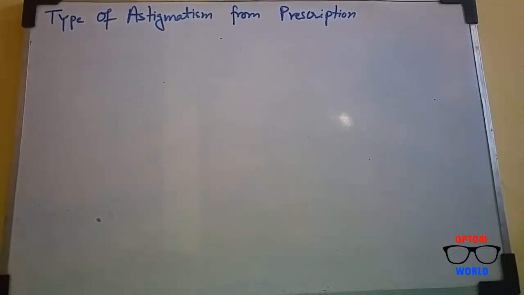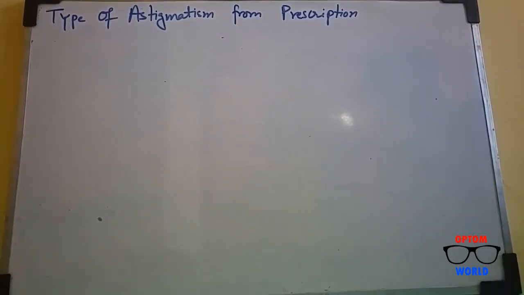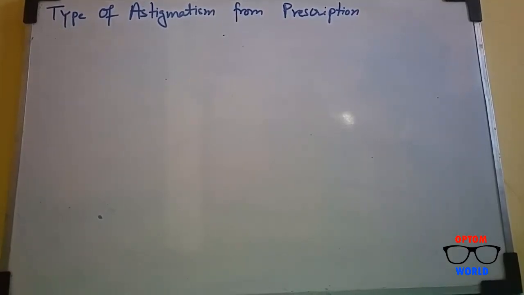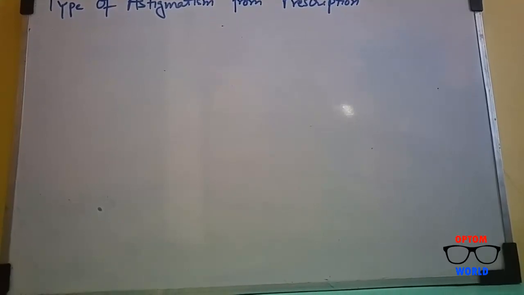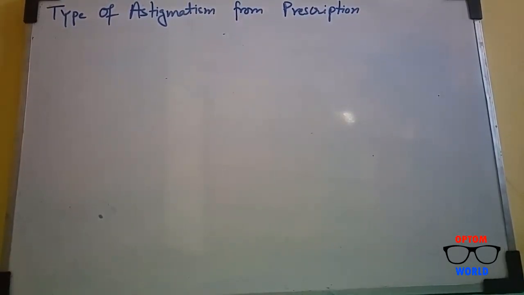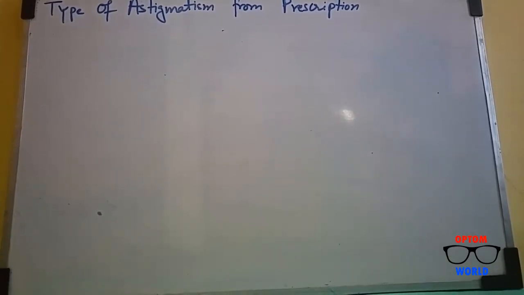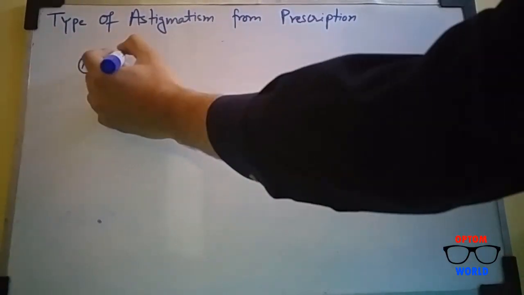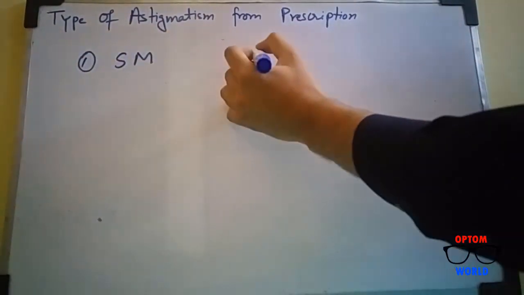I will tell you about how to determine different types of astigmatism from the prescription. As you know, in astigmatism, when light rays pass through the eye, they are focused at two different points. On the basis of these two points, astigmatism is classified into 5 categories. Number 1 is simple myopic astigmatism.